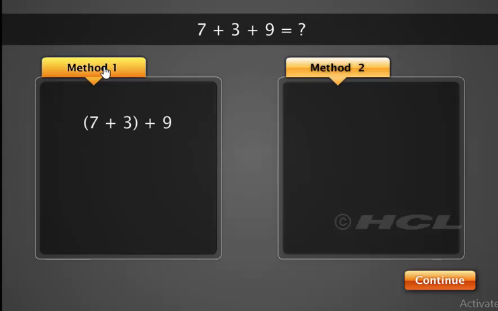Here, we group the first two numbers and find their sum. Then we add the third number. The total is 19.